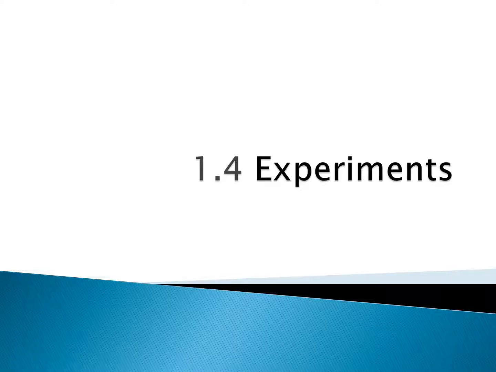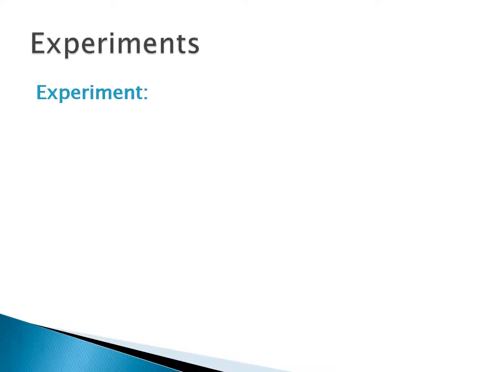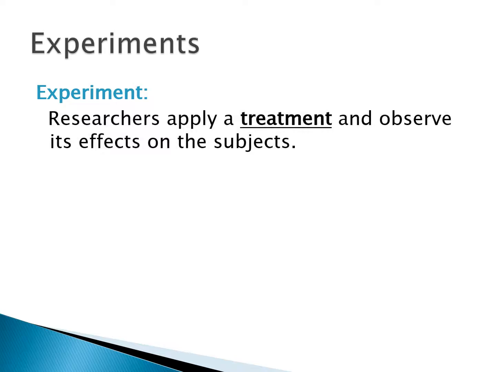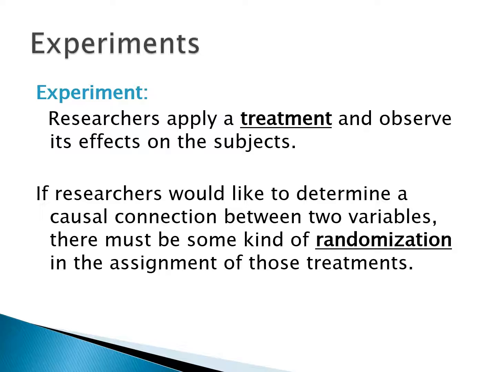Section 1.4 is on the second type of statistical study, which are experiments or experimental studies. The way an experimental study differs from an observational study is that in an experiment, researchers apply a treatment and observe its effect on the subjects, whereas in an observational study, we were just observing the subjects without trying to affect them. If researchers want to determine some kind of causal connection between two variables, it's necessary to have these treatments and it's necessary to perform a fully randomized comparative experiment.